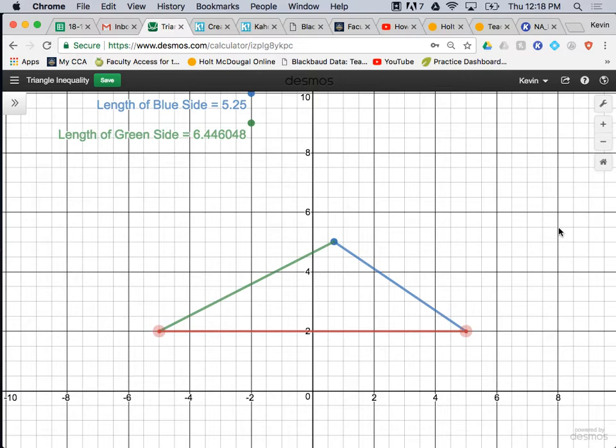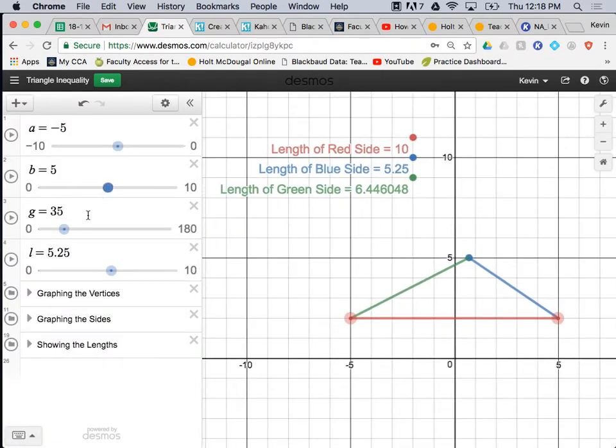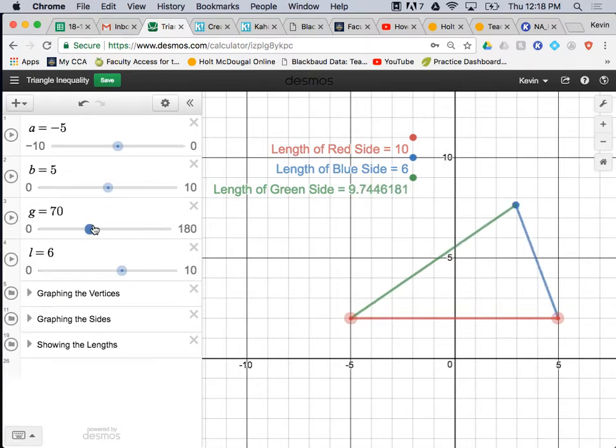Let's say in my little animation here, the red side is 10, the blue side is 6, and I've got my green side here. Now the green side can change. My question to you is, what do I know, in terms of a relationship, about the green side, the blue side and the red side? Well, let's take a look.